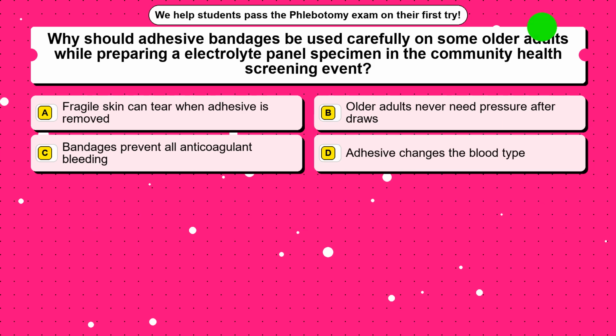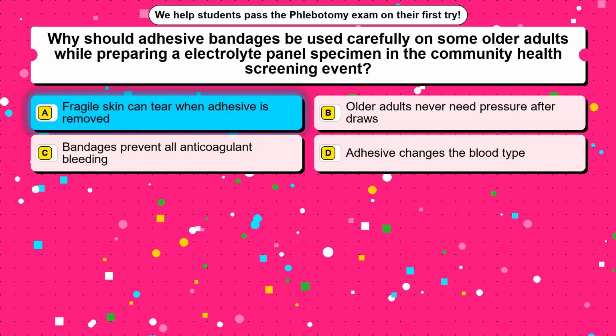Question 66. Why should adhesive bandages be used carefully on some older adults while preparing an electrolyte panel specimen in the community health screening event? Option A. Fragile skin can tear when adhesive is removed. Option B. Older adults never need pressure after draws. Option C. Bandages prevent all anticoagulant bleeding. Option D. Adhesive changes the blood type.